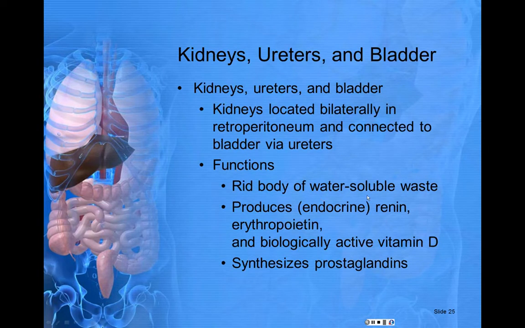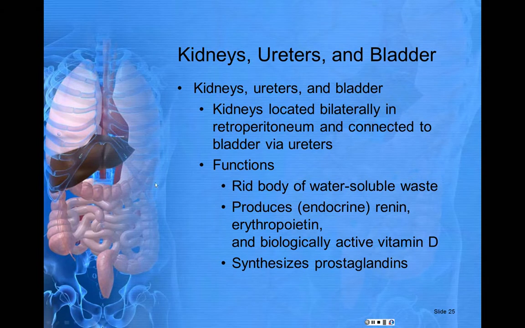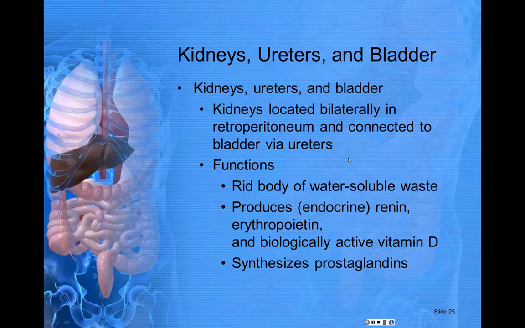Then we have the kidneys, ureters, and bladder. The kidneys are located on either side, retroperitoneal, and connected to the bladder via the ureters. The ureters are like little tubes that come from the kidney to the bladder.